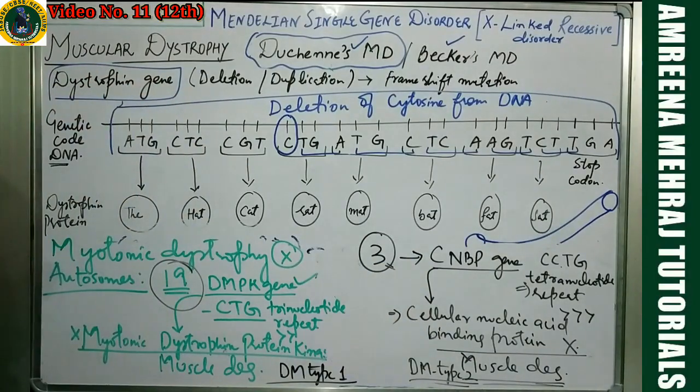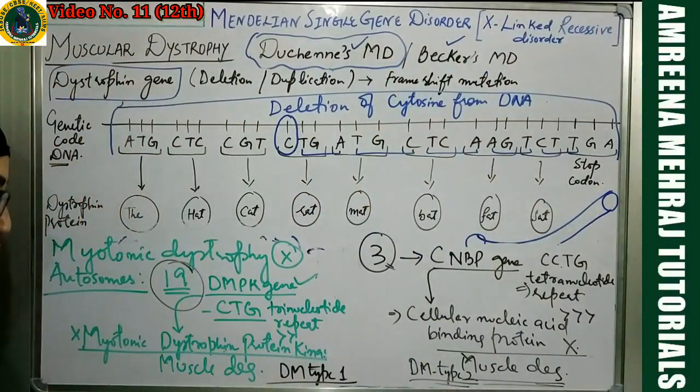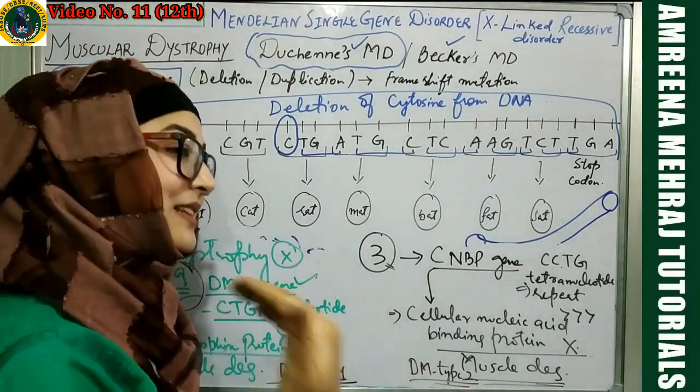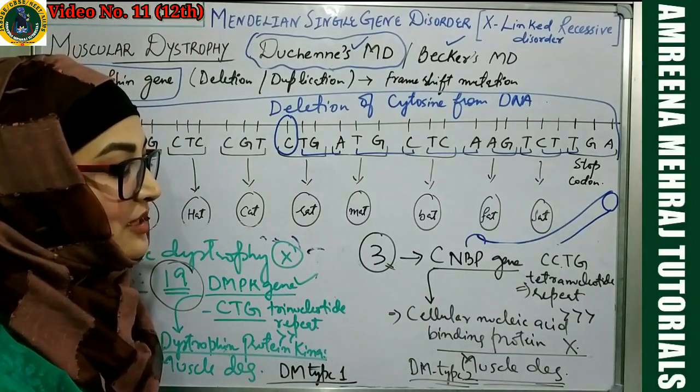Since autosomes are involved, we do not consider myotonic dystrophy as an X-linked recessive disorder. It's an autosomal dominant disorder. The effects will be the same as Duchenne's or Becker's muscular dystrophy.